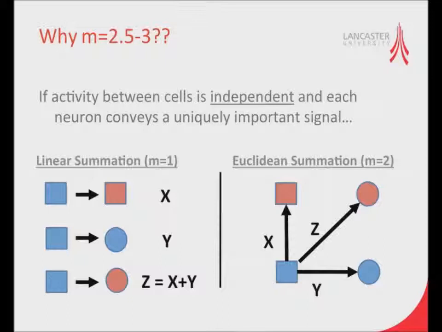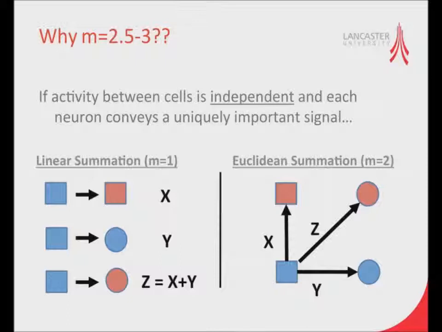So when you have a change in color, only cell X would fire. And when you have a change in shape, only Y would fire. So if you have a change in color and shape, X and Y will both fire, in which case you have linear summation. M would be equal to 1.